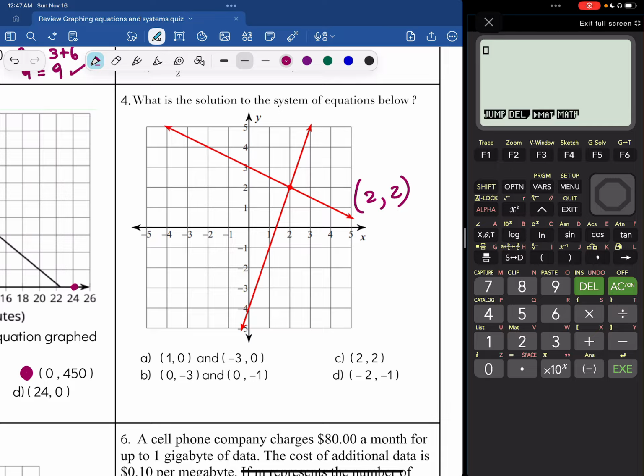Right? That's how you read the coordinate points. Always start with the x. X is going left or right. And then the y, which is up and down. If you're going to the right, it's positive. If you're going to the left, it's negative. If you're going up, it's positive. If you're going down, it's negative. So this point (2, 2), that's the intersection point. That is the solution to this system, which is choice C.